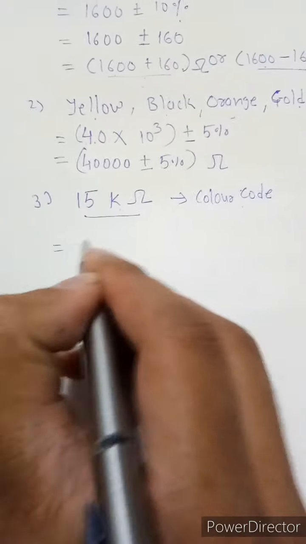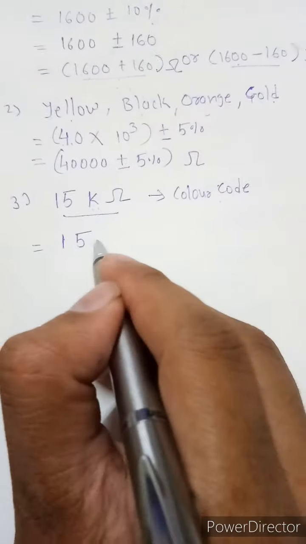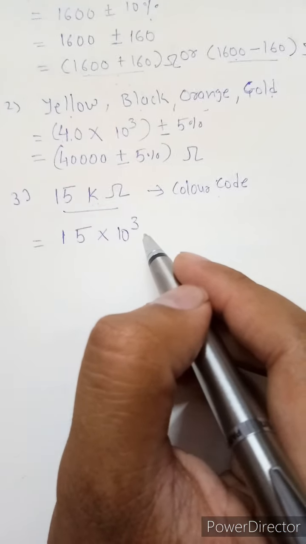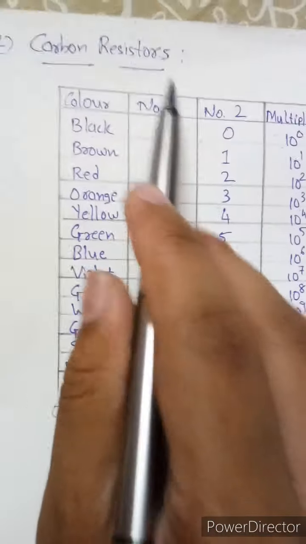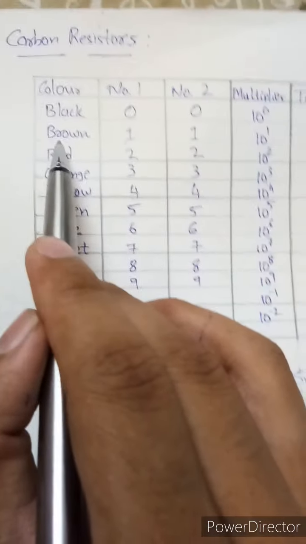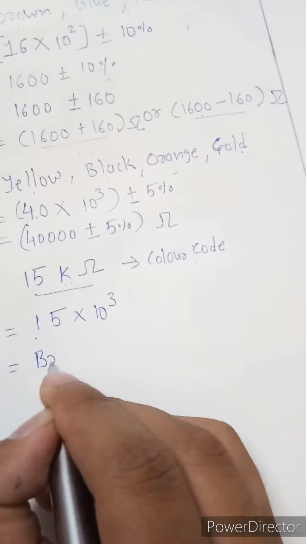15 kilo means the multiplier is 10⁻3, since the conversion of kilo is 10⁻3. Okay, now 1 is from the first column. Find 1 in the first column. What is the color of 1 here? It is brown. So the first color is brown.